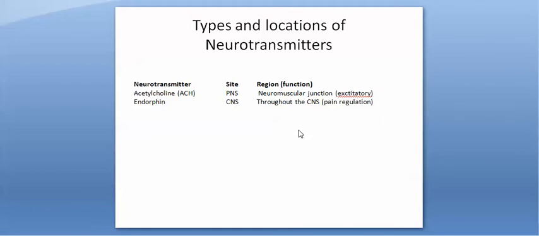Then we have endorphins in the central nervous system, and you guys might be familiar with these. If somebody's telling you to exercise so you can have your endorphins released, it's a pain regulator in the central nervous system. So cool.